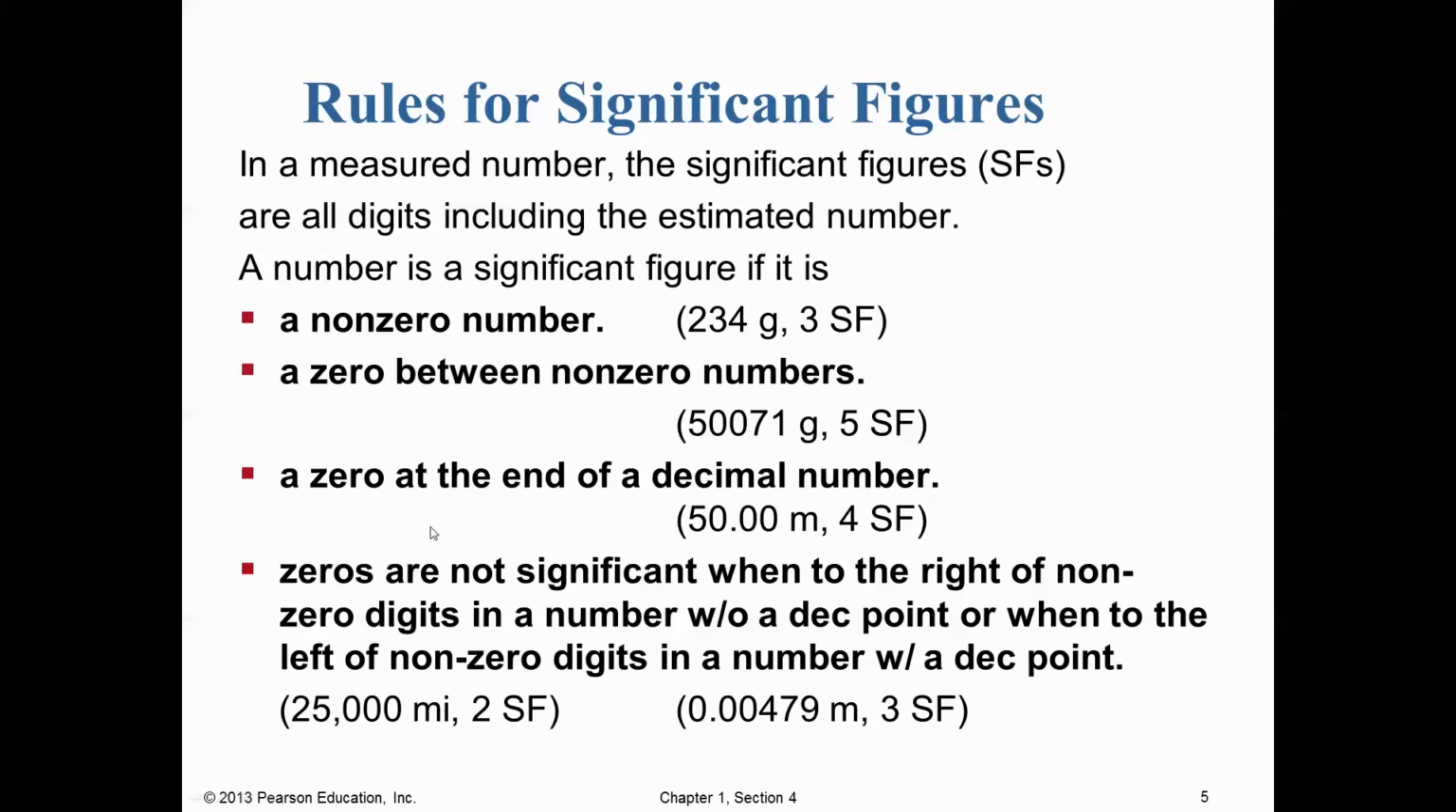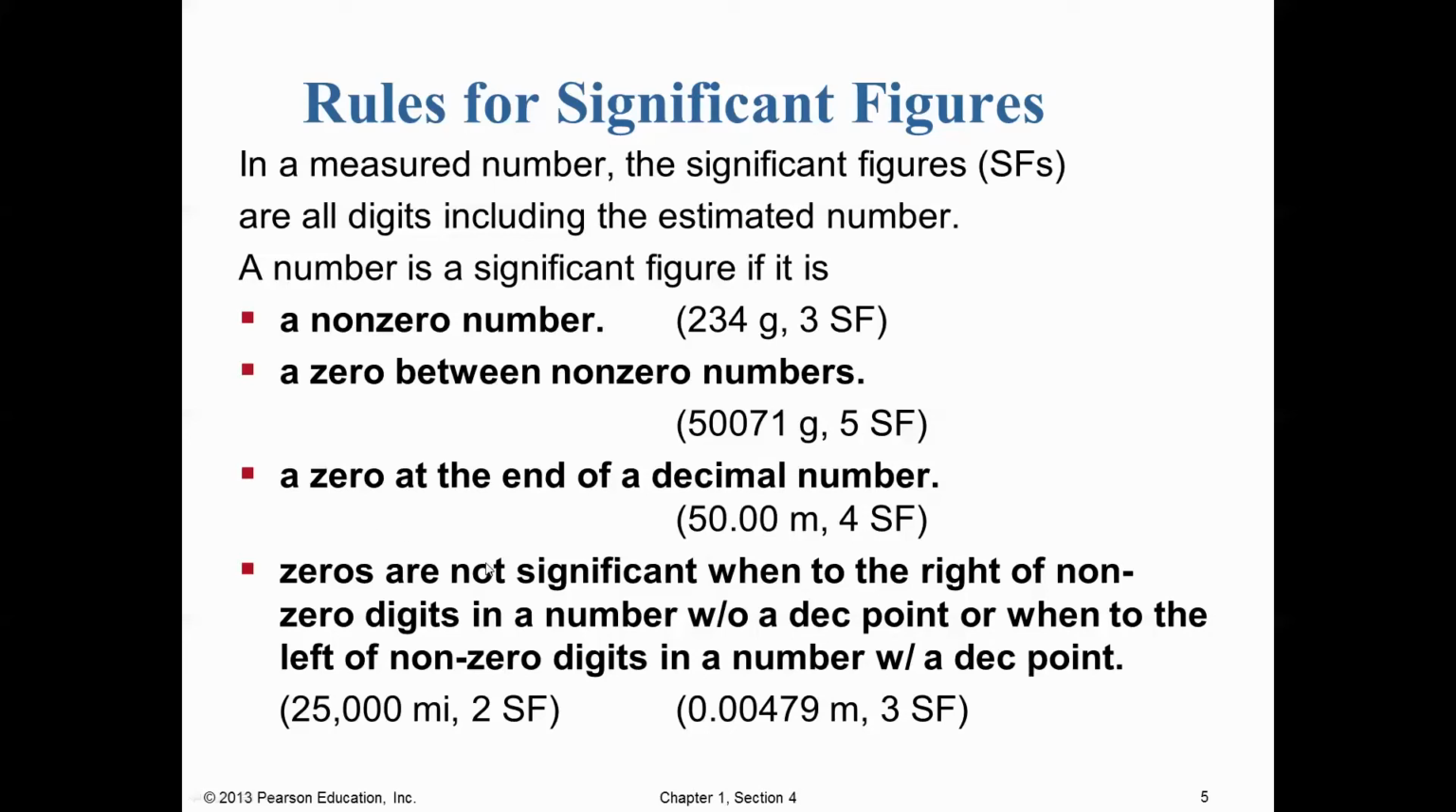The other time zeros are significant is when they're to the right of non-zero digits in a number containing a decimal point. So right here we have the value 50.00 meters. This is known to 4 significant figures because these zeros are to the right of a non-zero digit in a number with a decimal point.